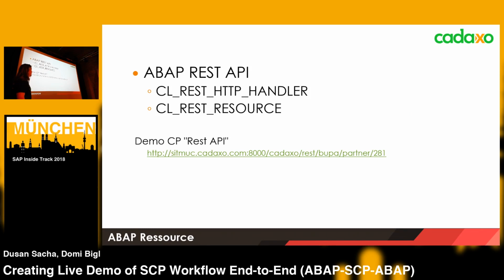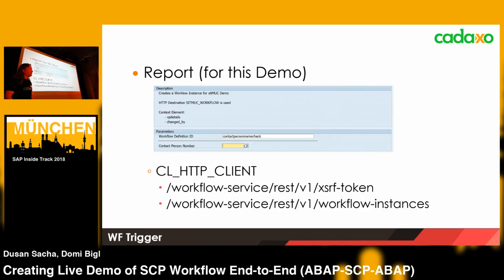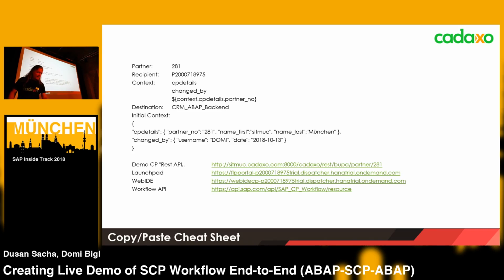In the backend, there's an API implemented by the REST HTTP handler and the REST resource. This is a small framework to implement a REST API in the ABAP backend. We already prepared this. We will call it later. And for the trigger, we have of course to trigger this workflow in the backend. I have a small report which uses the HTTP client of SAP, and we will call two services, including the workflow service. We found all this in the API Business Hub, as we saw before. So these two services will be used to trigger the workflow from the backend in the cloud platform workflow. And this is just a copy and paste cheat sheet.